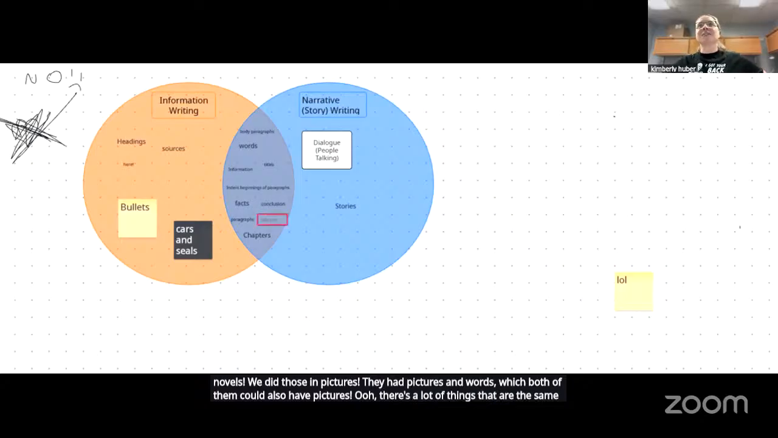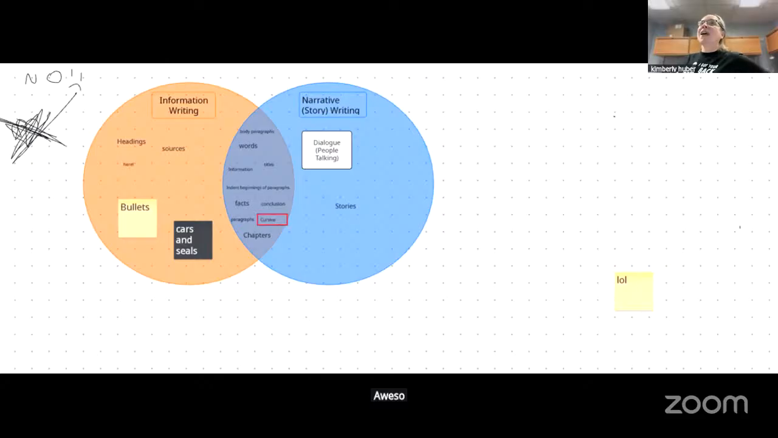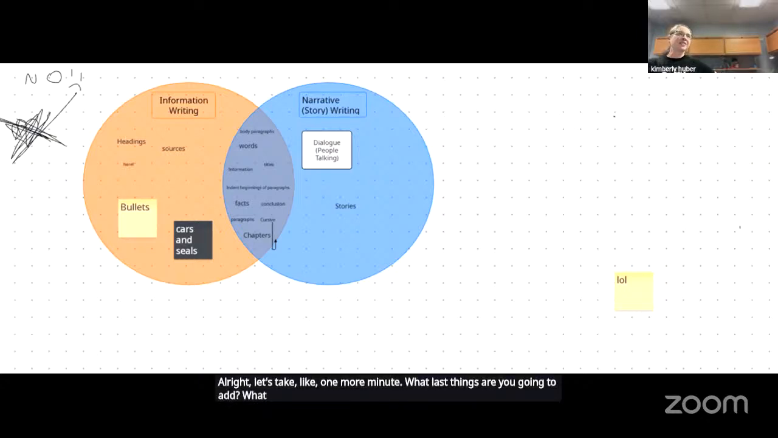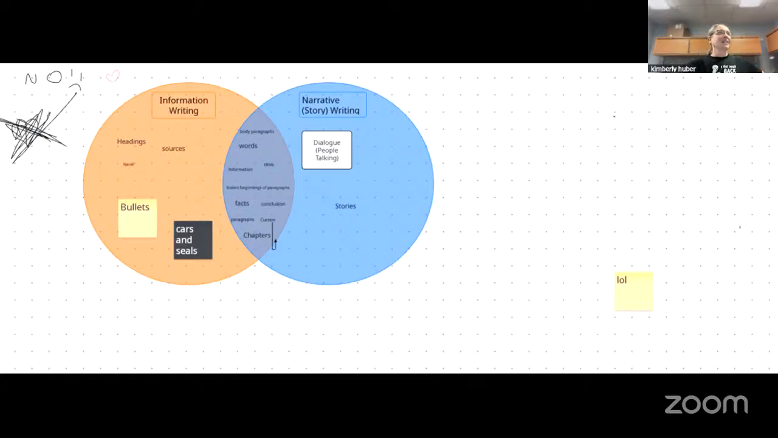They have an ending, a conclusion. Awesome. You could write them both in cursive. Nice. Can write them in different fonts. Fonts can be important. All right, let's take one more minute. What last things are you going to add? What are some things that are the same and some things that are different about informational writing? All right, 5, 4, 3, 2, 1.